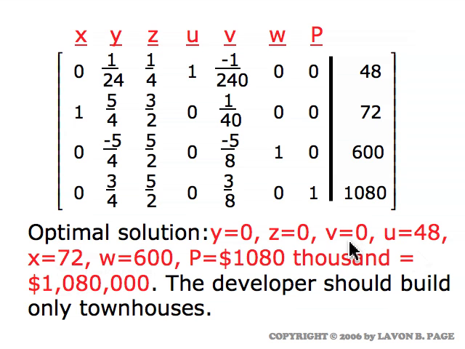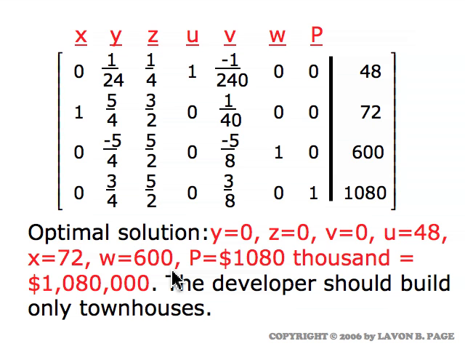V being 0 says there's no unused capital. We'd be using all the available funding. W equals 600 says there would be some leftover labor. Now remember, I introduced the slack variable W after I had divided through that inequality by 100 just to simplify it for graphing purposes. So you have to be a little bit careful in interpreting what this W equals 600 means. That's not 600 hours of labor.